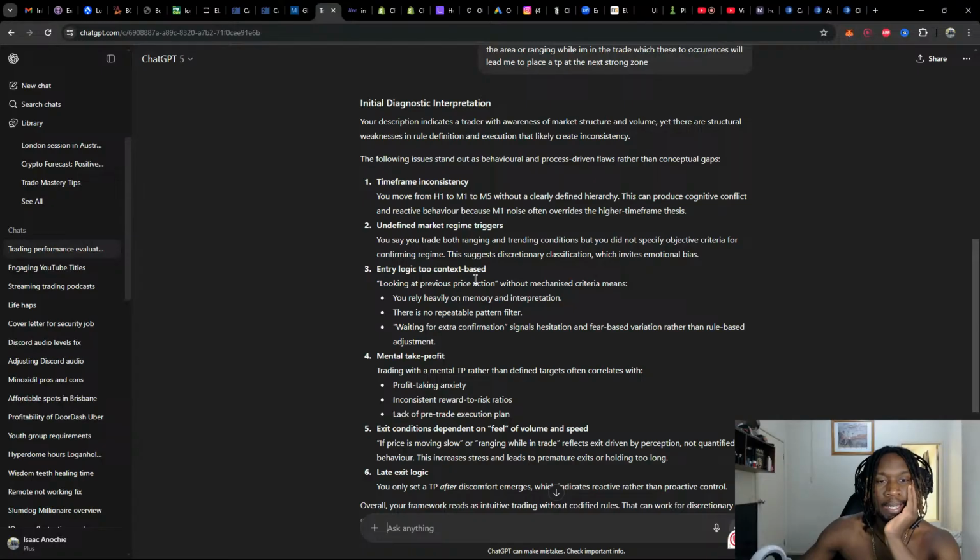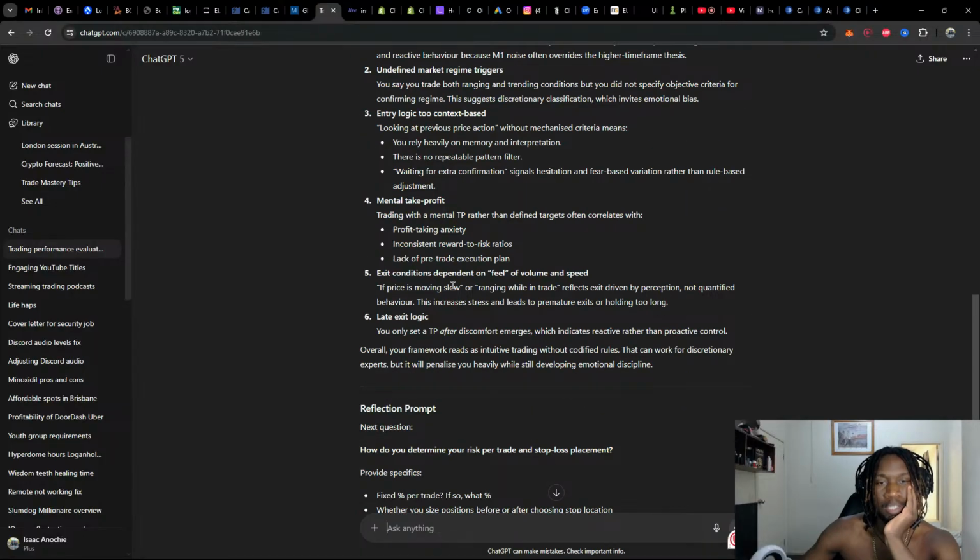Entry logic is too context-based. Looking at previous price action without mechanized criteria means you rely heavily on memory and interpretation. There is no repeatable pattern filter. Waiting for extra confirmation signals fear-based variation rather than rule-based adjustment. Mental take profit: trading with a mental take profit invites profit-taking anxiety. Exit conditions depend on feel of volume and speed. If price is moving slow or ranging, exits are driven by perception, not quantified behavior. This increases stress and leads to premature exits or holding too long. Late exit logic: you only set a TP after discomfort emerges, which indicates reactive rather than proactive control. Fluid, intuitive trading without codified rules can work for discretionary experts, but it will penalize you heavily while you're still developing emotional discipline.